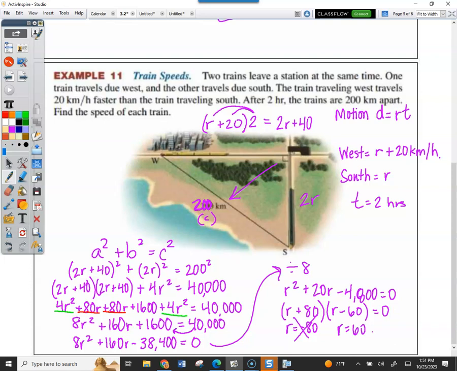Divide by 8 and factor it. Ready, bud? Yeah, almost ready.